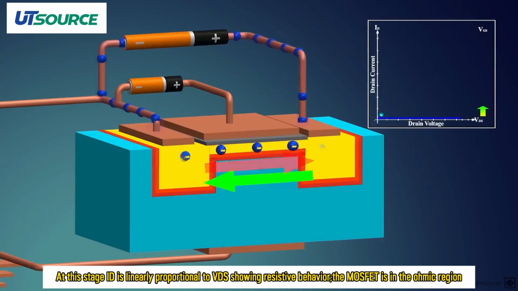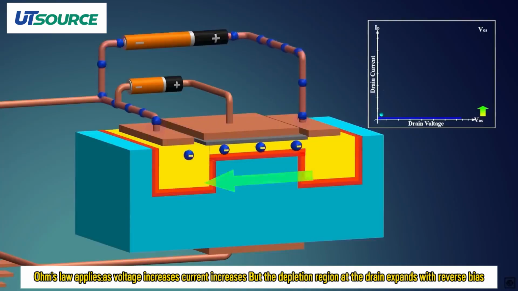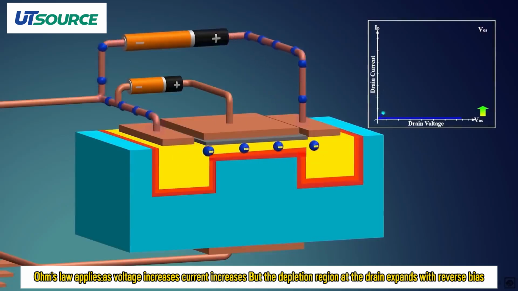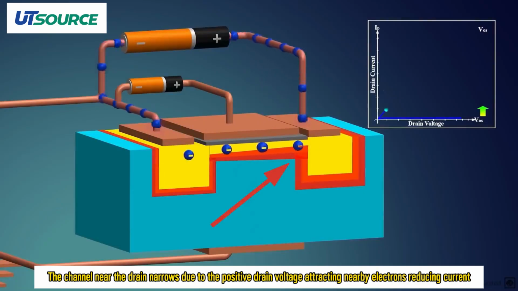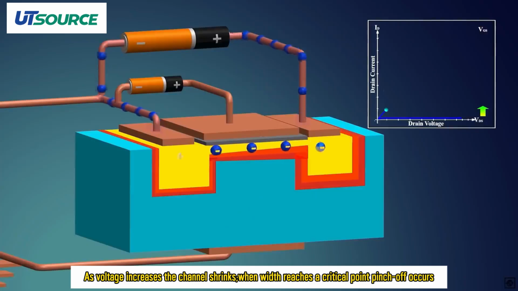At this stage, ID is linearly proportional to VDS, showing resistive behavior. The MOSFET is in the ohmic region. Ohm's law applies. As voltage increases, current increases, but the depletion region at the drain expands with reverse bias. The channel near the drain narrows due to the positive drain voltage attracting nearby electrons, reducing current. As voltage increases, the channel shrinks. When width reaches a critical point, pinch-off occurs.